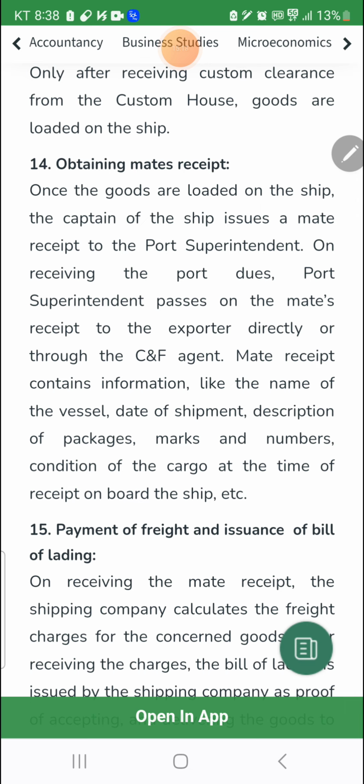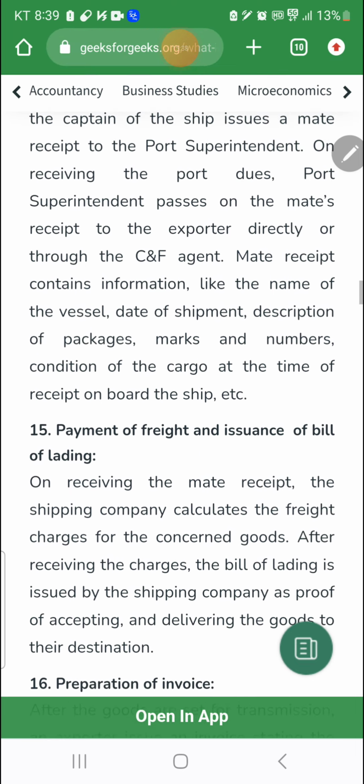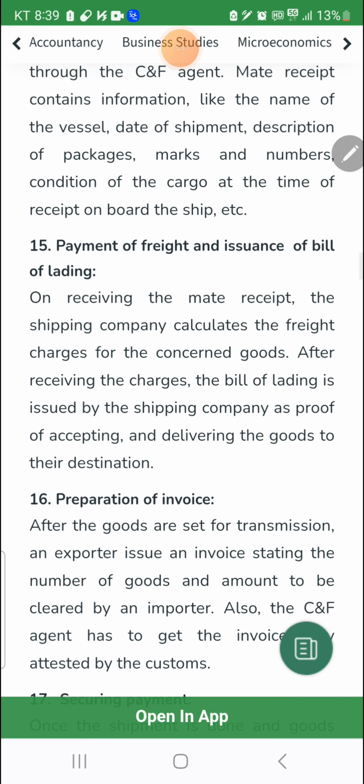Mate's receipt contains information like the name of the vessel, date of shipment, description of packages, marks and numbers, condition of the cargo at the time of the receipt, on board the ship, etc. CNF agent. 15. Payment of freight and issuance of a bill of lading.